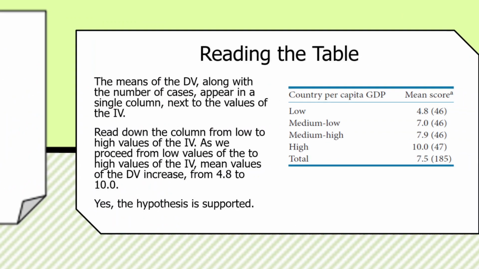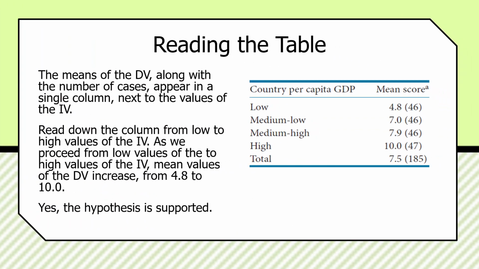Let's review that. The means of the dependent variable, along with the number of cases, appear in a single column next to the values of the independent variable. So we look at the means in a single column. Read down the column from low to high of the independent variable to test the hypothesis.